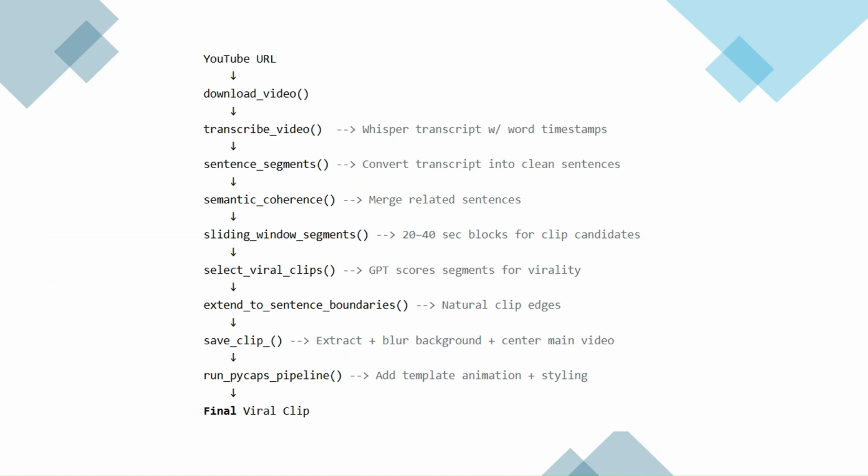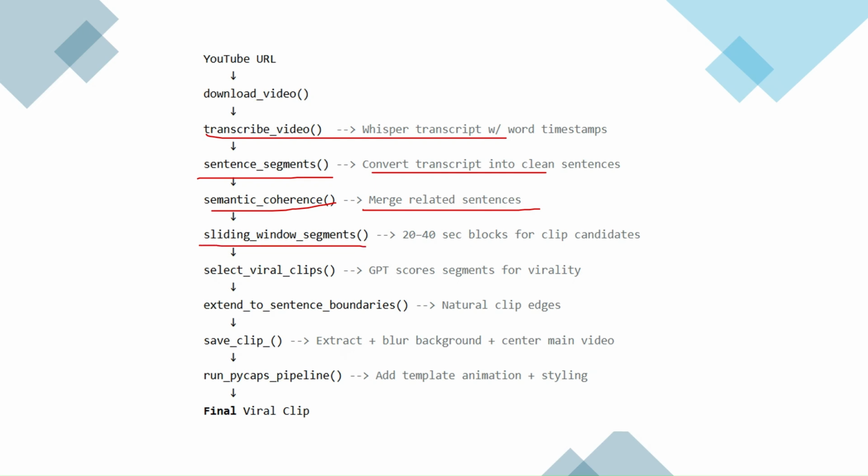Here's the flow within the script. We take the YouTube URL, download the video, transcribe the video using Whisper, create sentence segments, that is, convert into clean sentences. Semantic coherence: we merge the related sentences together to group them based on their similarity. Then we call this function sliding window segments to group them into blocks of 20 to 40 seconds for candidate clips. Of course, we can adjust this size of the window depending on our needs.